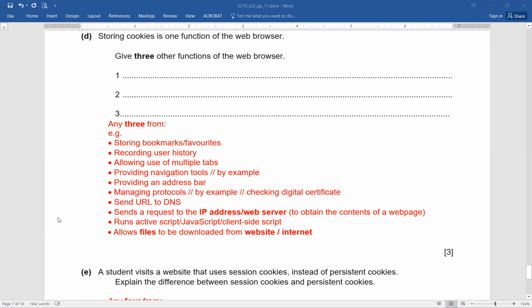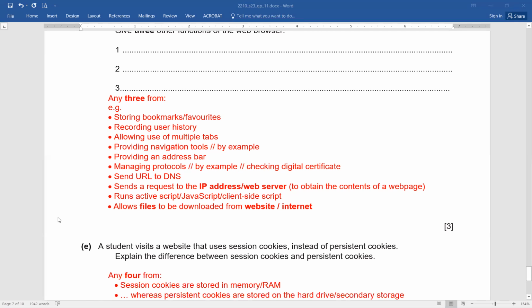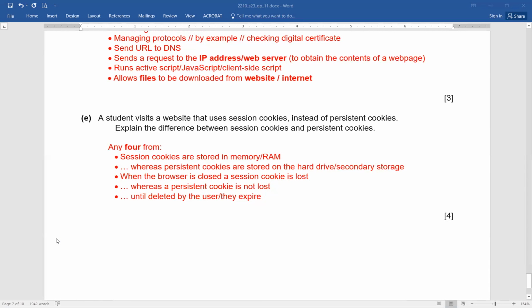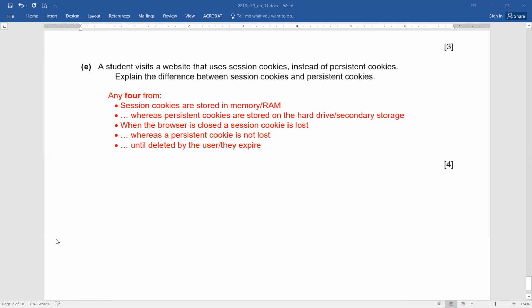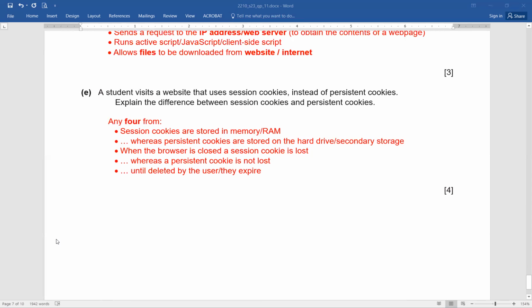A student visits a website that uses session cookies instead of persistent cookies. Explain the difference between session cookies and persistent cookies. It's a 4-mark question. So how will you solve it and how will you gain marks for it? Any four from: session cookies, as the name implies, are for the session, and they are stored in memory or RAM, whereas persistent cookies are stored on the hard drive or secondary storage.